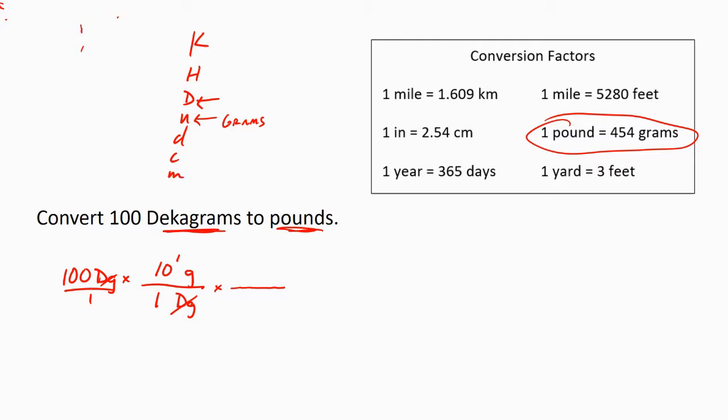Now let's turn grams into pounds. We look at our conversion factor list, and we see that for every 1 pound, there are 454 regular grams. So now we'll go through and place this.